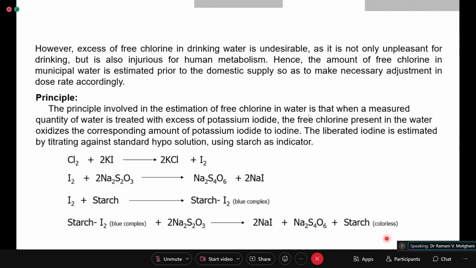Things are clear. From here it is iodometry, same as the second part we have written in the DO determination also. In DO determination, this iodine release is from, do you remember what is releasing iodine?